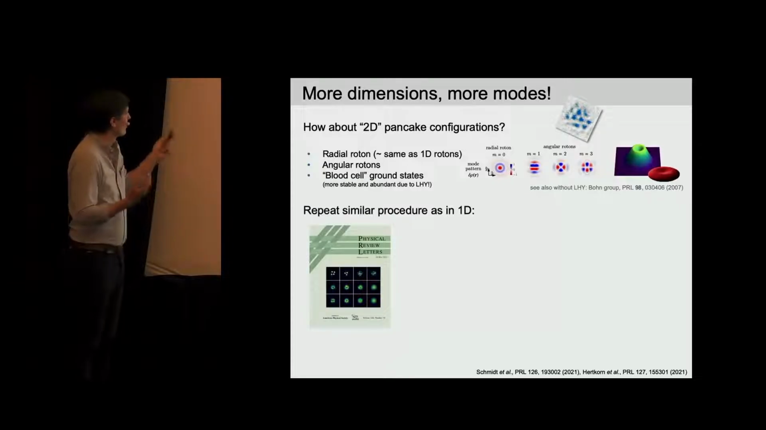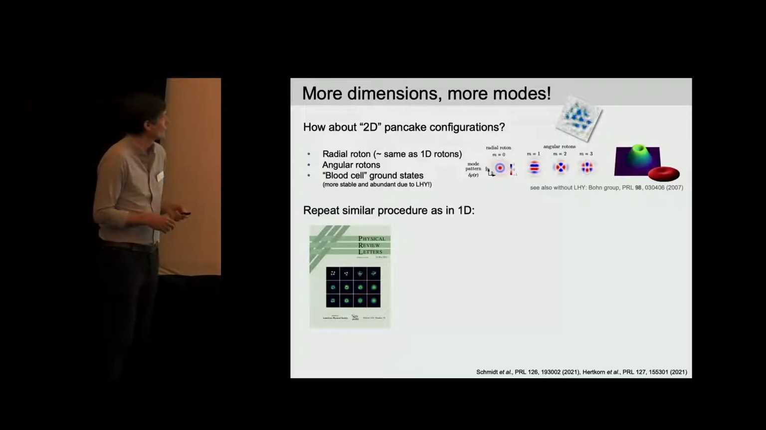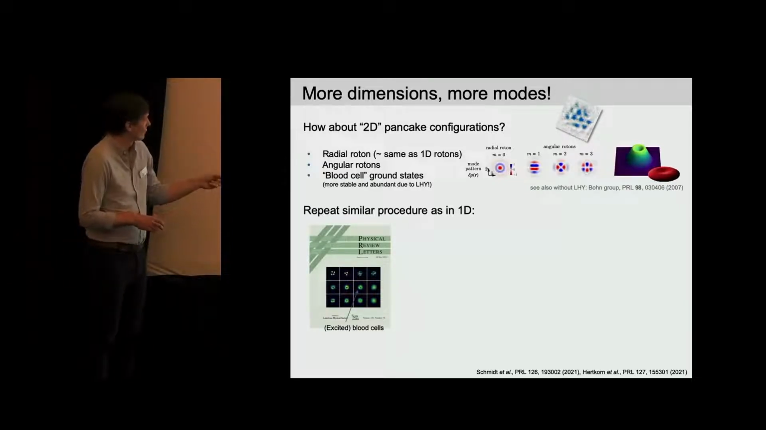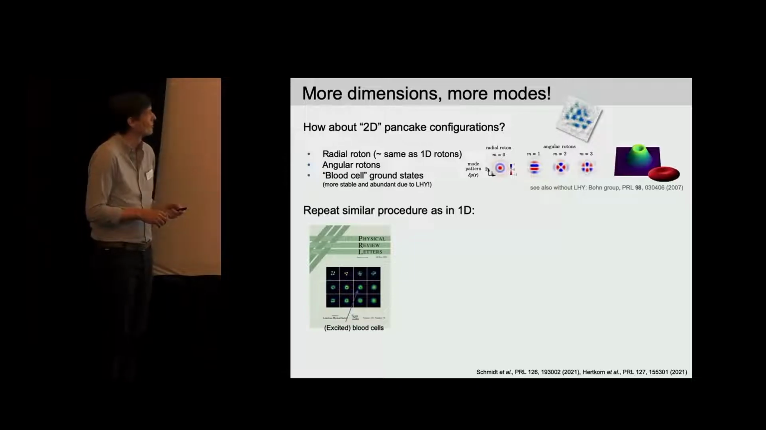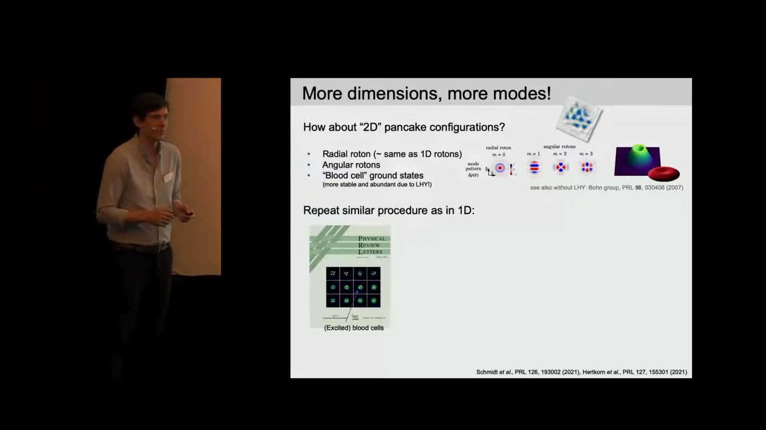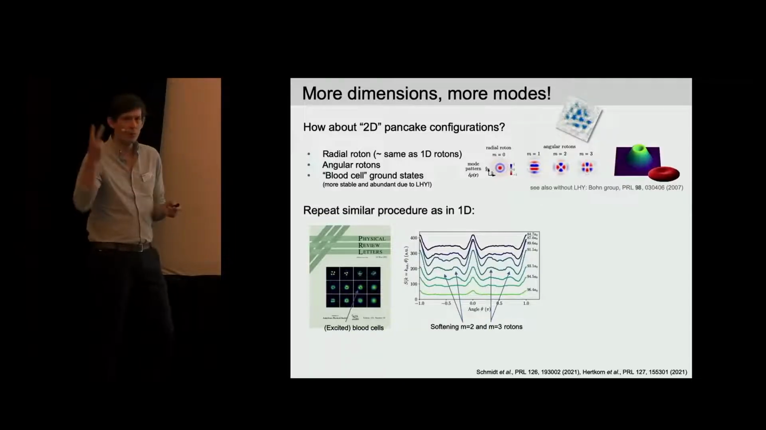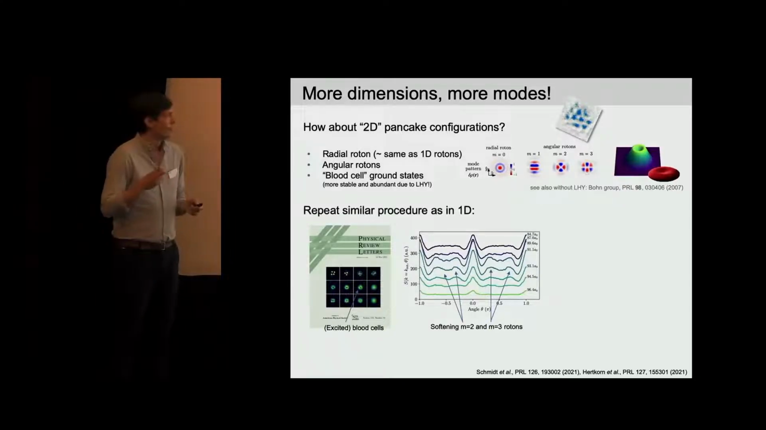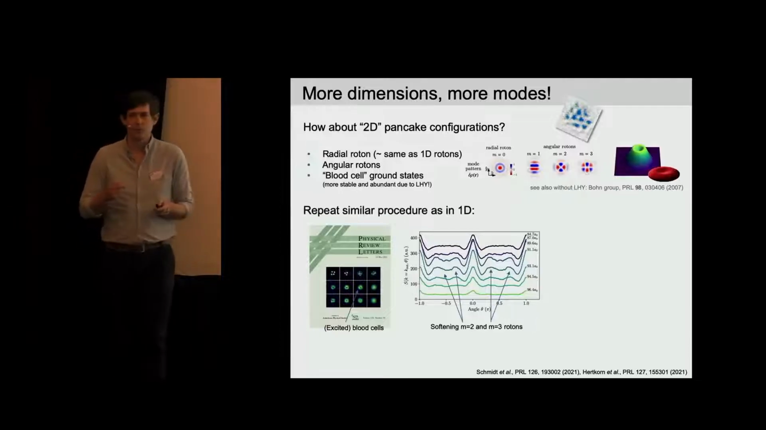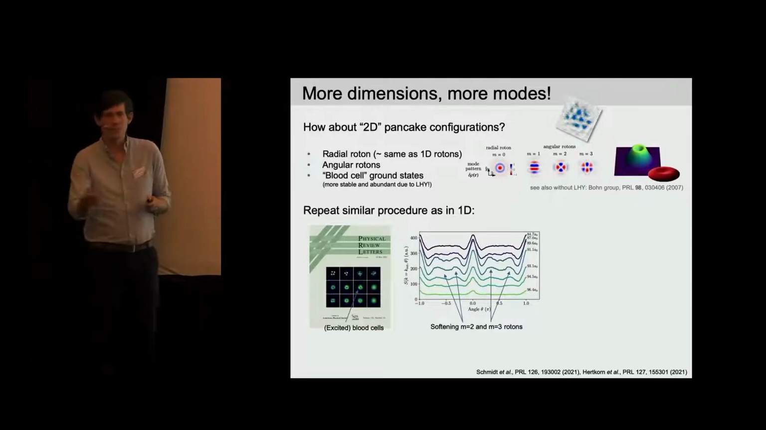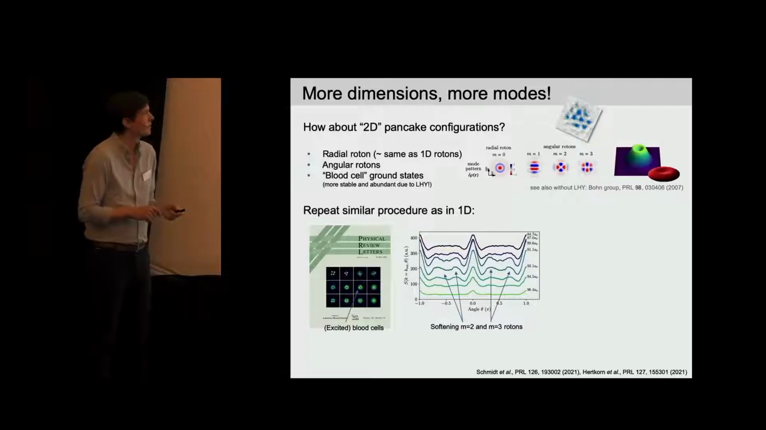You can extract all these same structure factors as well. You see here excited blood cells. They only come as excited states because they live so close to the transition. You can actually extract from a radial analysis of the structure factor that there are 2 modes softening now in 2D: the M equal to 2 and M equal to 3 roton. The quantum number is sort of associated with the radial degree of freedom.